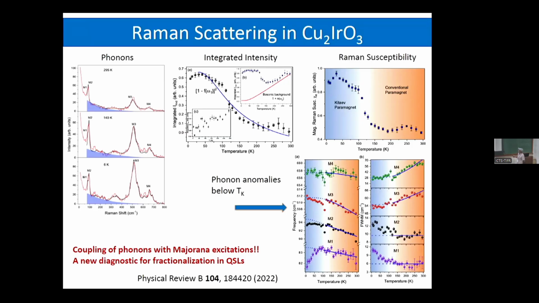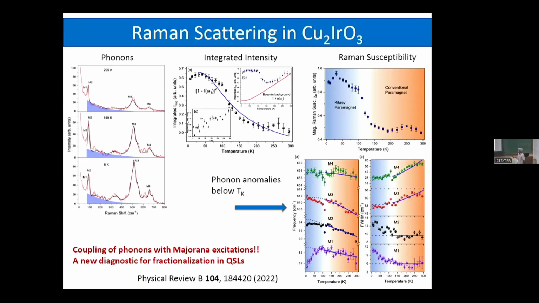So if we subtract this bosonic background, I am left with something which can be fit with a fermionic distribution temperature dependence. So this we feel is another evidence of some fermionic quasi-particles being present in this material below this energy scale, which from the susceptibility measurements is the Kitaev scale.